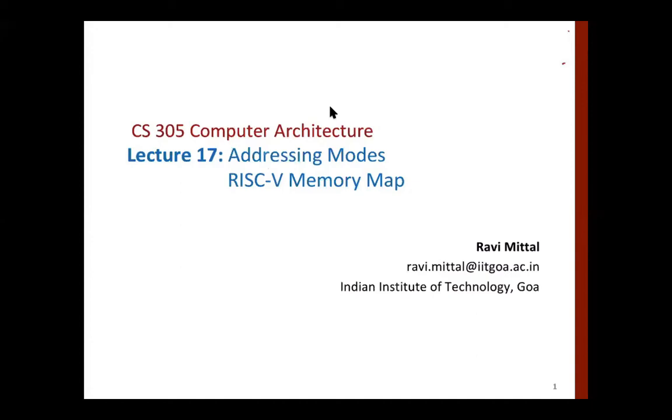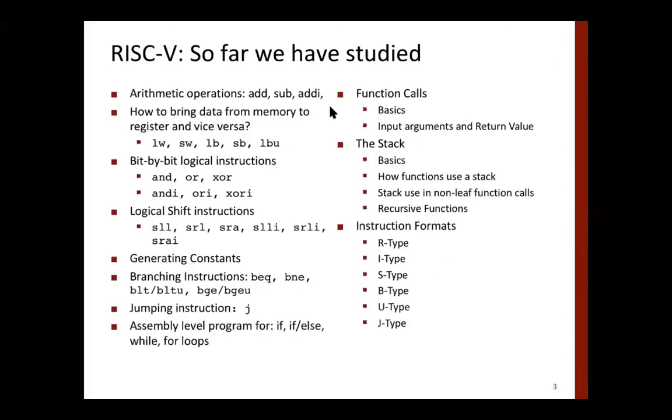Today, we will look at addressing modes and memory map. So far we have studied the following. We started with basic register-type operations, which are add, subtract, and so on. Later on, we looked at the store and load instructions. Then we studied bit-by-bit logical operations like AND, OR, XOR, etc., both with registers as well as with I, that is, the constant field within an instruction.